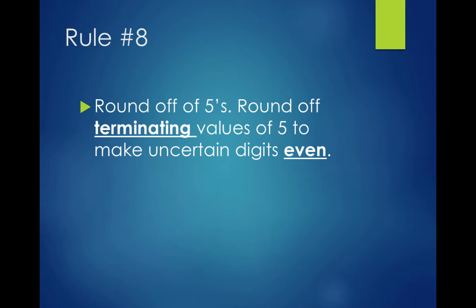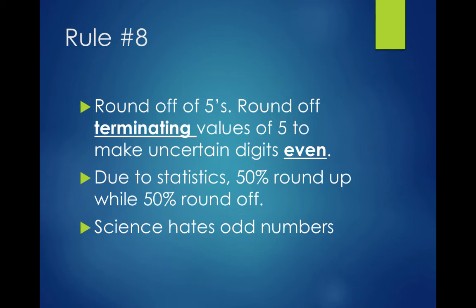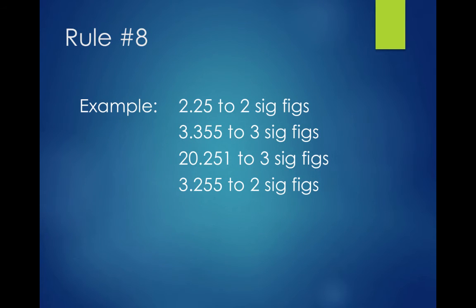Rule number 8, the round off 5 rule. Round off terminating values of 5 to make uncertain digits even. Due to statistics, 50% round up while 50% round off. To help remember this, think science hates odd numbers. Example.